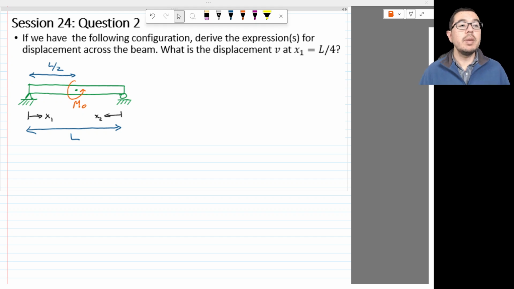This question states, if we have the following configuration, derive the expressions for displacement across the beam. What is the displacement little v at x1 equals L over 4? So to get started with this problem, we need to have an idea of what the internal shear force and bending moment might be, or we have to go all the way back to the initial derivative, the fourth derivative of the displacement versus x, and set that equal to w.